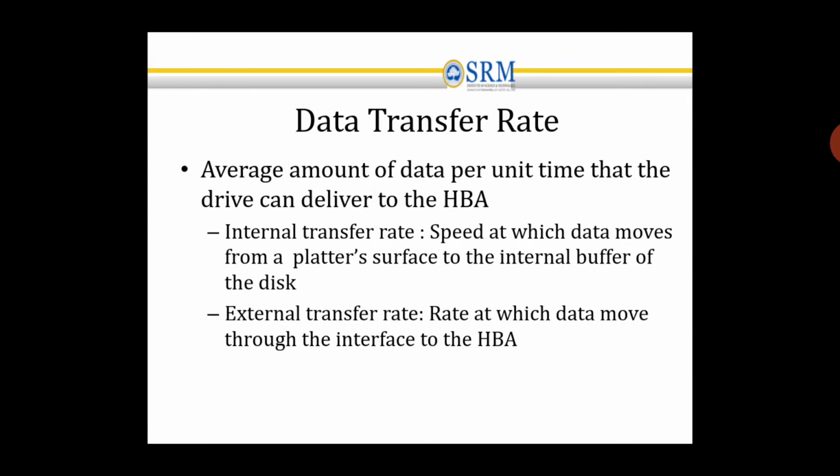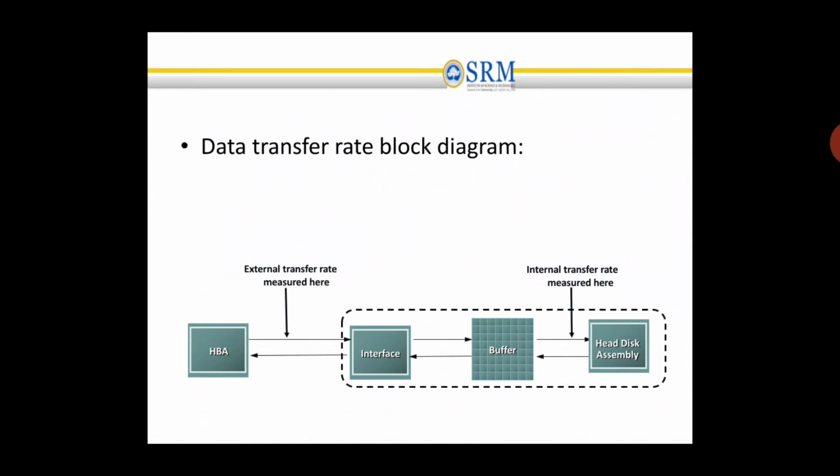Here we can have two types of transfer rate. One is the internal transfer rate, and the other is the external transfer rate. You can see this diagram for how the internal transfer rate is calculated. It is the speed at which the data moves from a platter surface to the internal buffer, that is the cache of the disk. The internal transfer rate takes into account the seek time as well as the rotational latency.